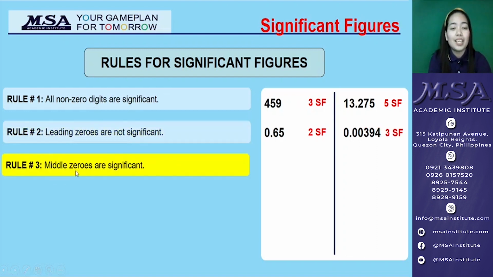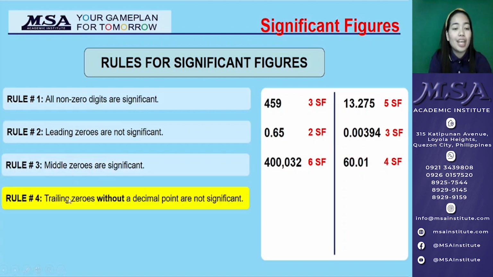Next one, we have middle zeros are significant. Example, we have 400,032. Okay, middle zeros are the zeros in between non-zero digits. So for this one, it will be significant. So for this one, it will have 1, 2, 3, 4, 5, 6, 6 significant figures. Okay, for 60.01, it will have 1, 2, 3, 4, 4 significant figures.